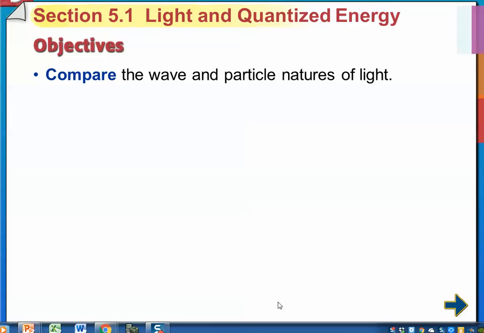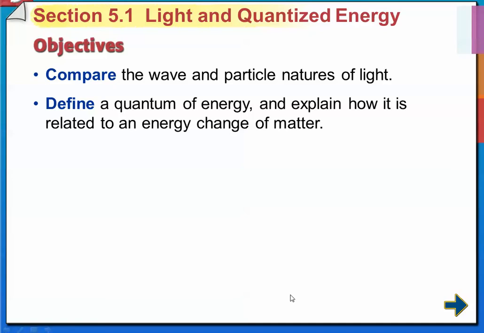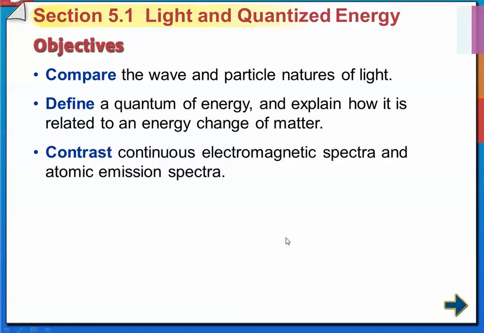All right, this is section 5.1, light and quantized energy. The objectives we're going to go over today are: compare the wave and particle natures of light, define a quantum of energy, what that means, and explain how it's related to the energy change of matter. And we're going to contrast the continuous electromagnetic spectra and atomic emission spectra.